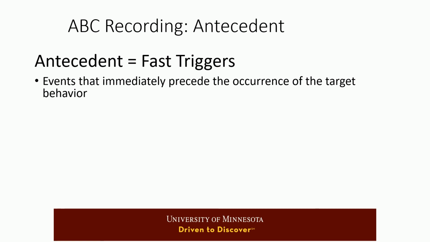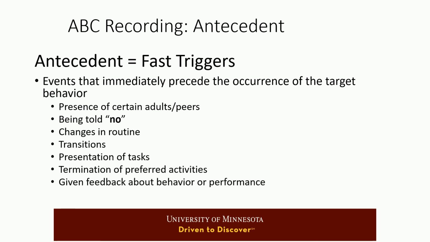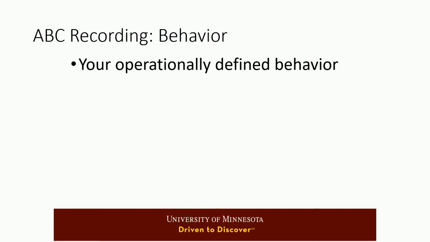An antecedent is a fast trigger. So that is the event that immediately precedes the occurrence of the target behavior. So antecedents can really be anything, but it's temporally linked to the behavior. So the behavior occurs, and whatever happened immediately before that, it might be the presence of a certain adult or peers. It could be that you were told no. Maybe there was a change in routine or transition or termination of a preferred activity. So all of these things relate to the antecedent.